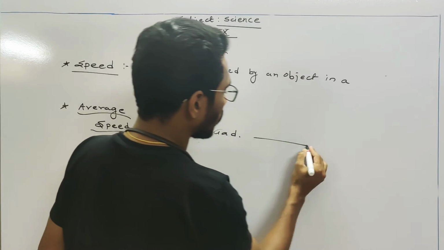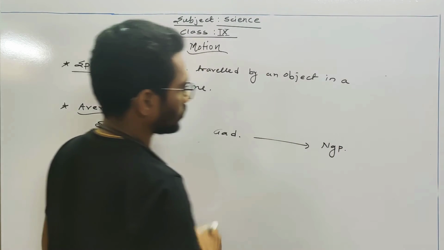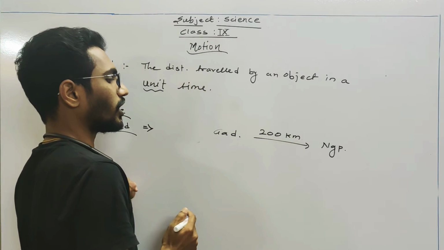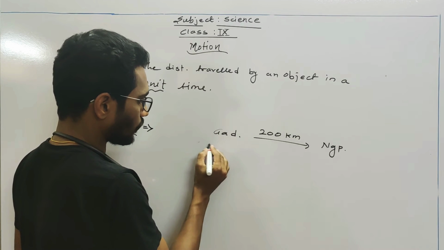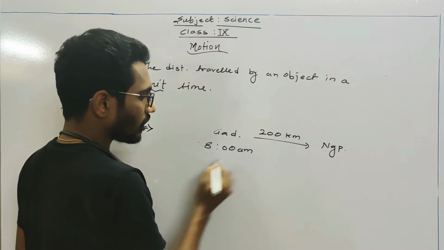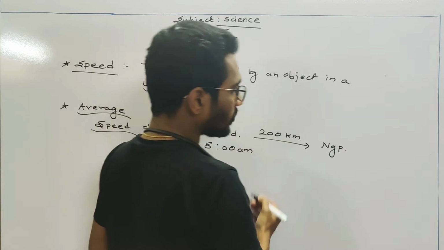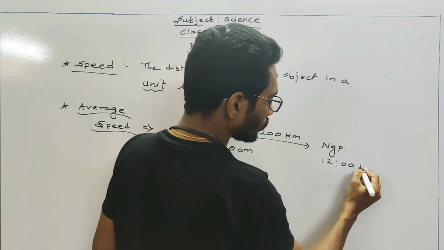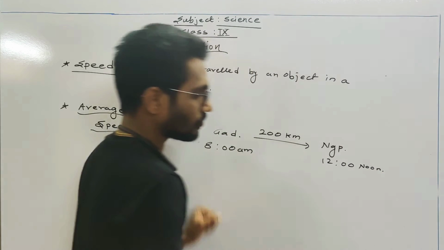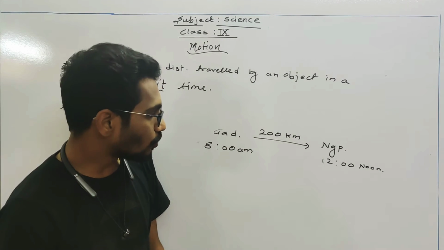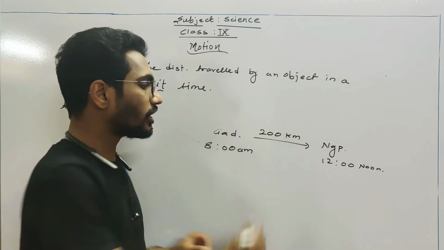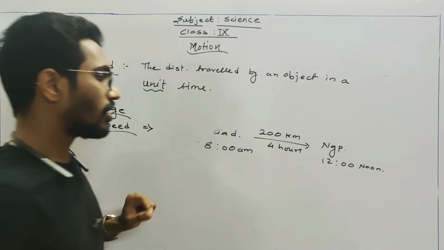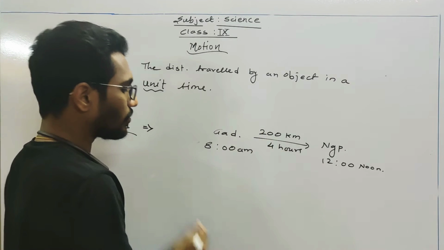For example, if we are traveling from Gadchiroli to Nagpur, and they are 200 kilometer away from each other, you leave Gadchiroli at, for example, 8 a.m., and you reach your destination in Nagpur, which is 200 kilometer away, at 12 noon. So what will be the time taken for your tour? It is 4 hours, 8 to 12. So you can easily calculate. You have a distance, you have a time, you can calculate the speed.